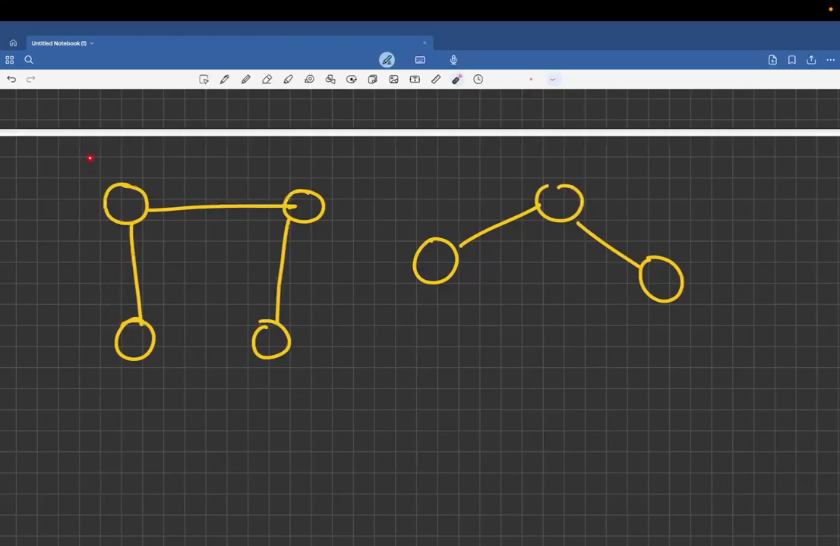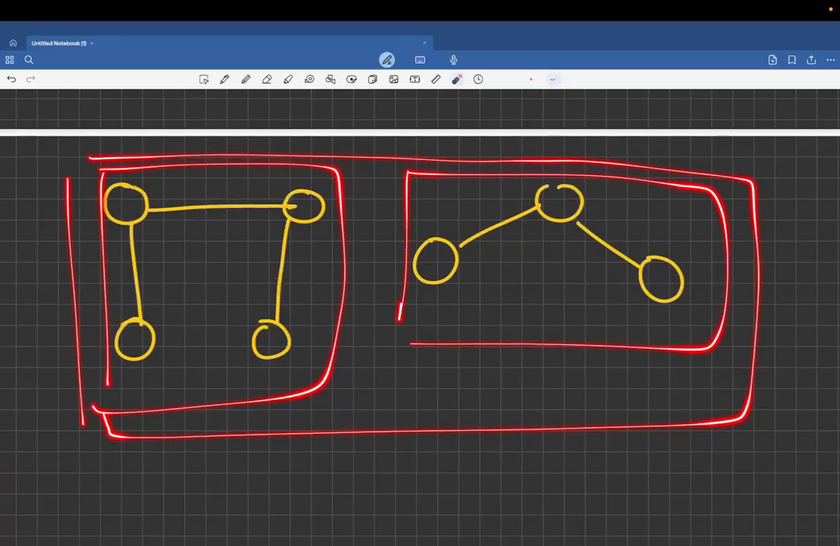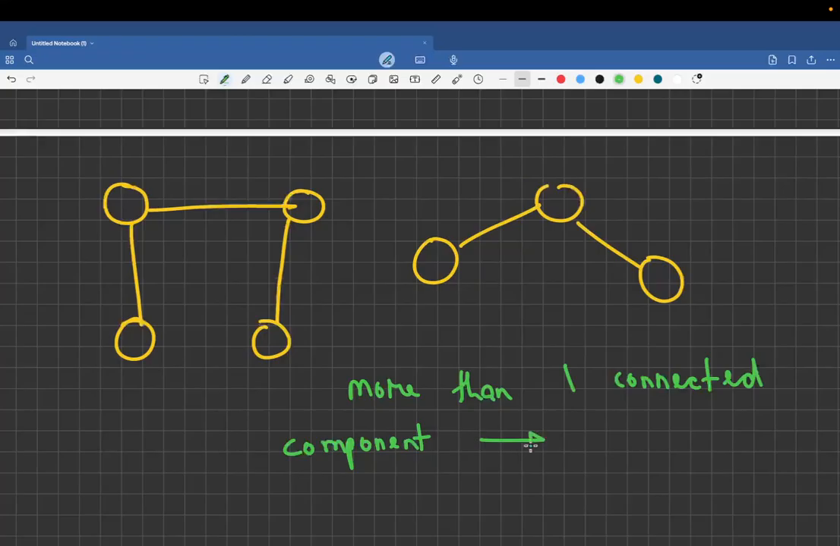So for inputs like this, where there are more than one connected components in the graph, in that case, your answer will be simple, impossible.